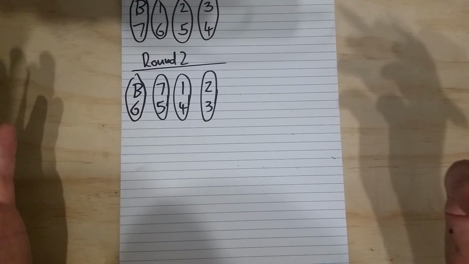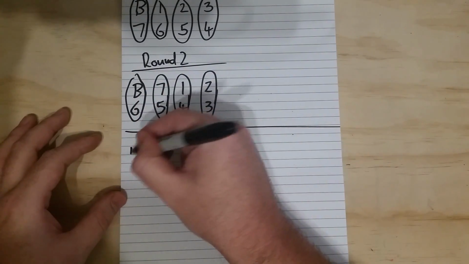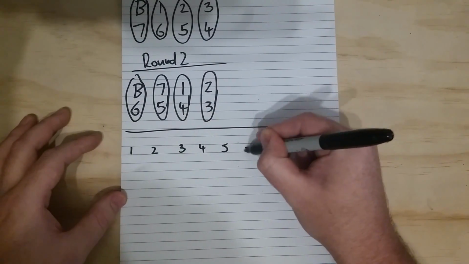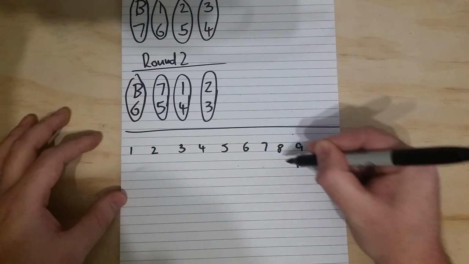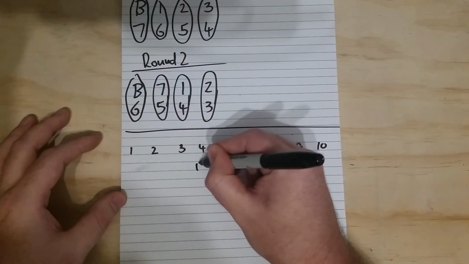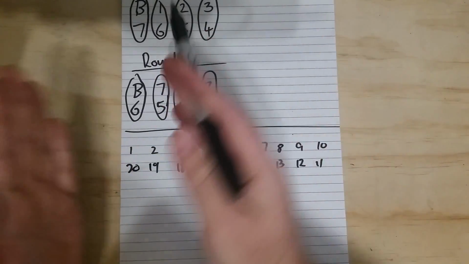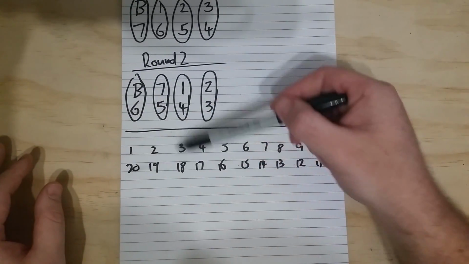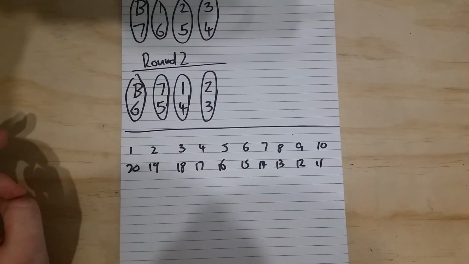Say if we had 20 fighters, for example, we'll do 1, 2, 3, 4, 5, 6, 7, 8, 9, 10, 11, 12, 13, 14, 15, 16, 17, 18, 19, 20. Exactly the same method, it just means you've got more columns. So this is round 1, these people fight, and these people fight, and then it rotates exactly the same way as a smaller one would.